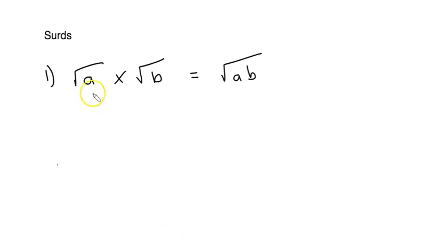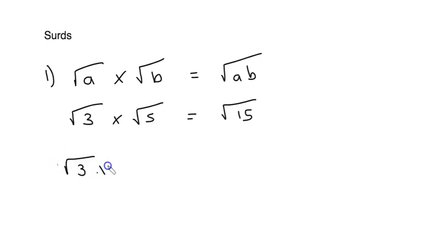So we've got root of a times root of b is equal to root of ab. So practically what does this mean? Well, imagine we had root of 3 times root of 5, then that would simply be root of 15. Now a special case of this would be if we said, for example, root of 3 times root of 3, well, that would be, using the same rule, root of 9, which we know as 3.